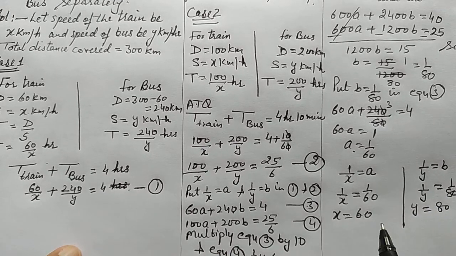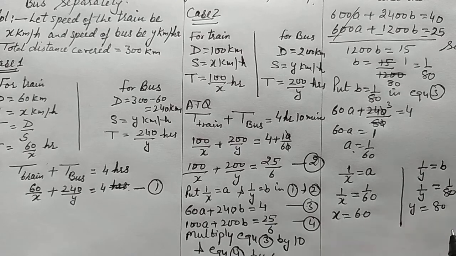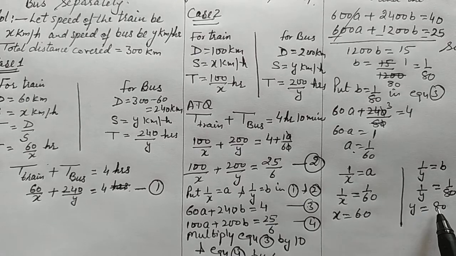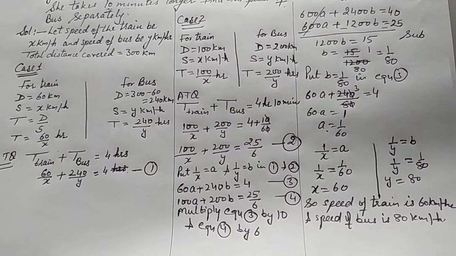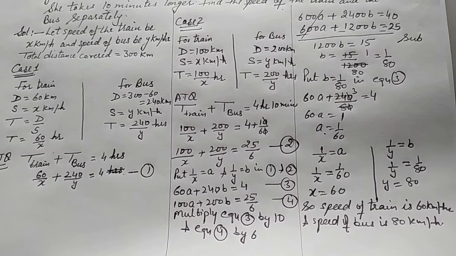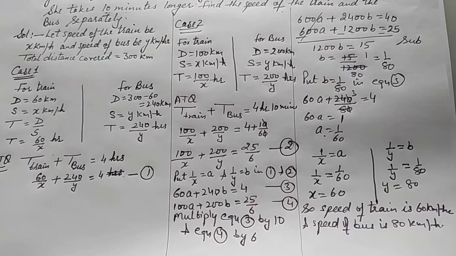It means the speed of the train is 60 km per hour and the speed of the bus is 80 km per hour. We will write this in the answer line. So it's written here, speed of train is 60 km per hour and speed of bus is 80 km per hour. This way we will solve this question.